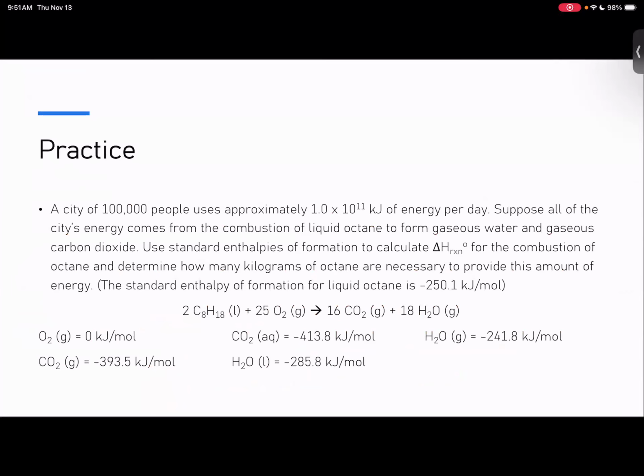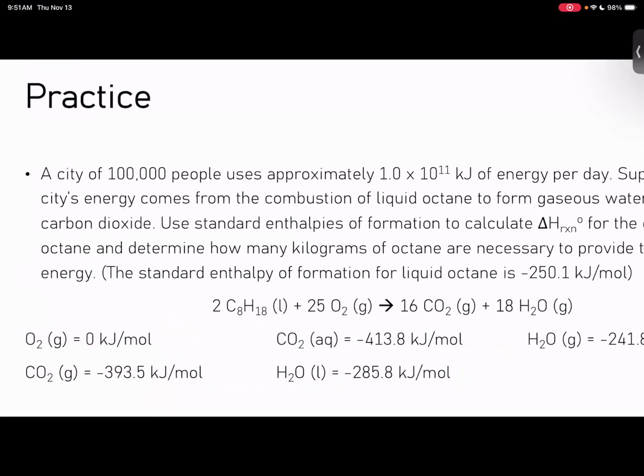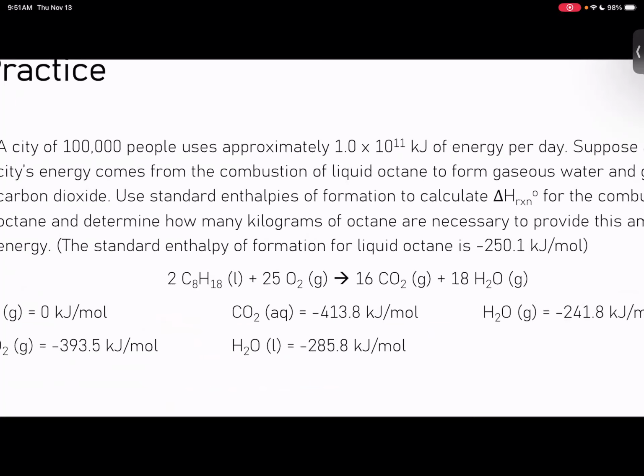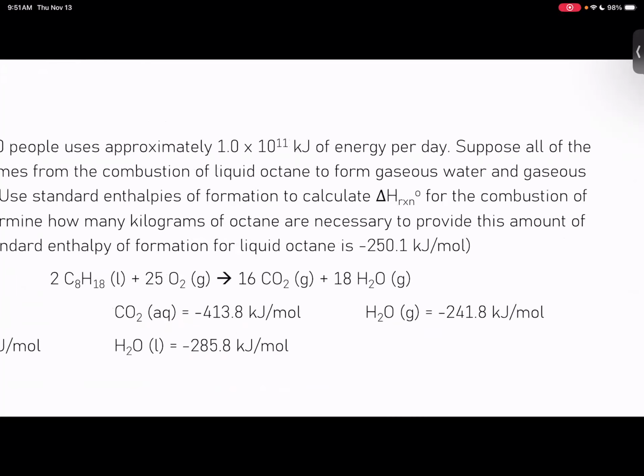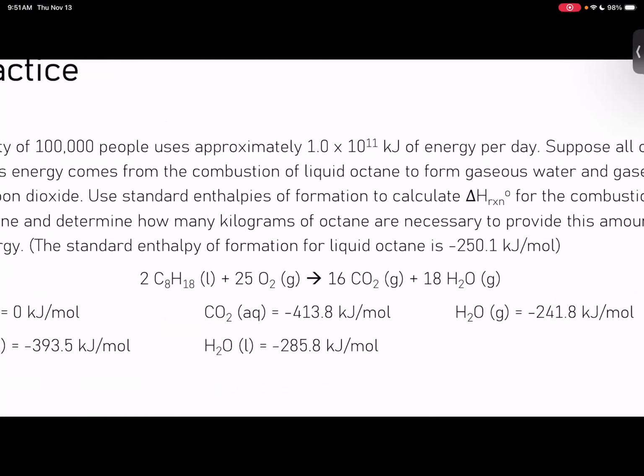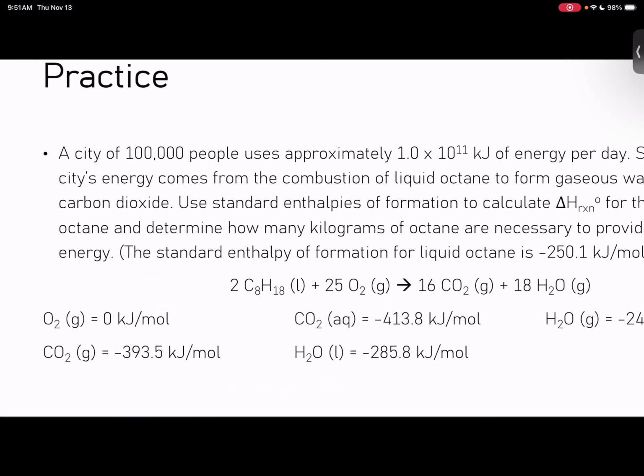Let's look at another one. Let's look at the burning of octane.